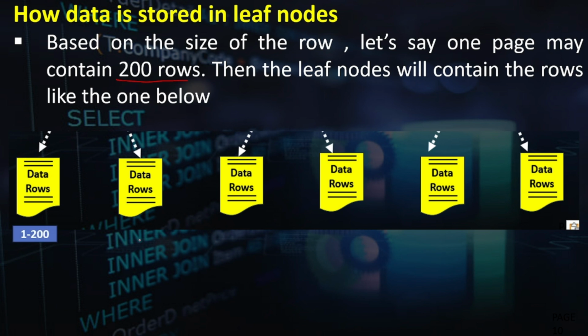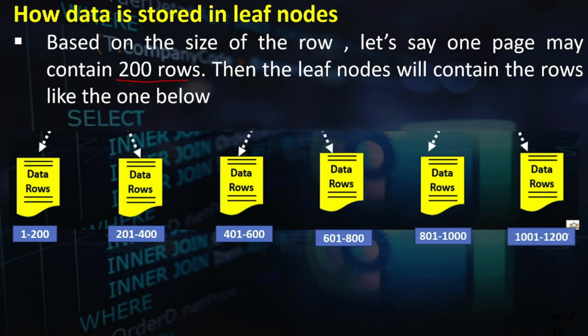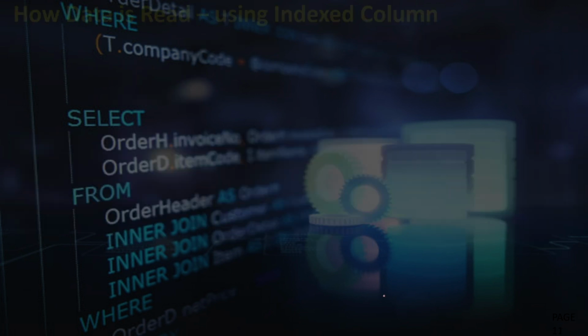1 to 100 in the first leaf node, 201 to 400 in the second leaf node, because we know that the data gets stored in the leaf node and the others are the index nodes in the tree. And likewise, all the data gets stored like this. Make sense? So this is a hypothetical example. We are thinking that one data page can contain 200 rows. So 1 to 200 in the first data page, 201 to 400 in the second data page, and like that.